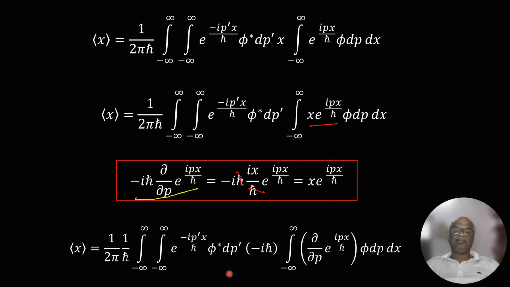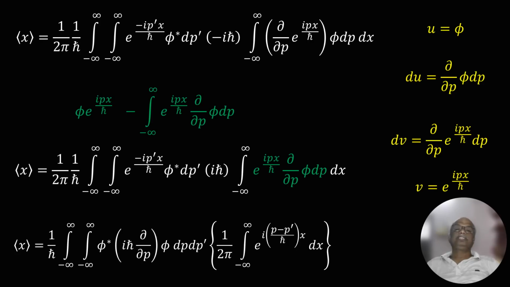Now we have to make further simplification. This is a triple integral. First, we will integrate this part: the integral from minus infinity to plus infinity of ∂/∂p of e^(ipx/ħ) Φ dp. Here you adopt the UV method. So what will happen? Now you take this as u.